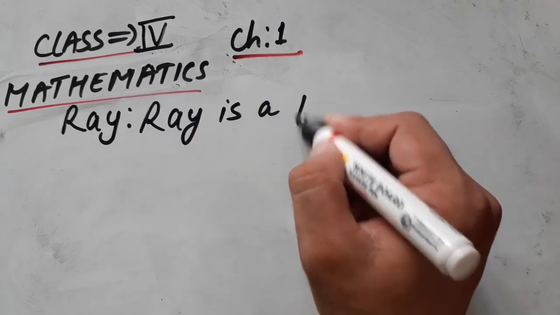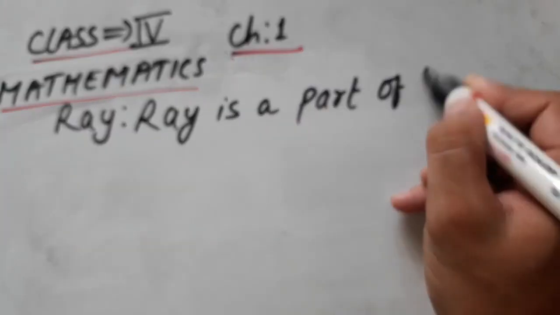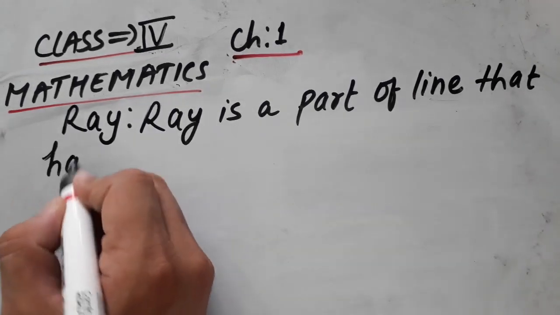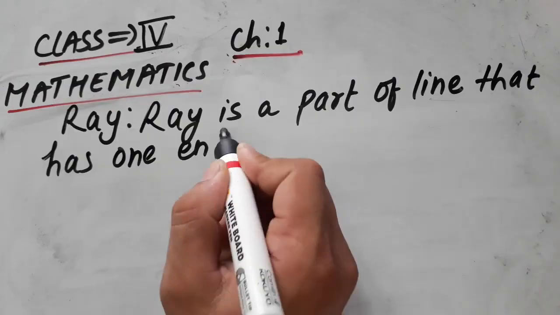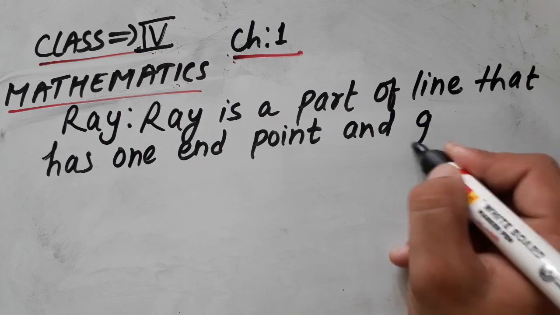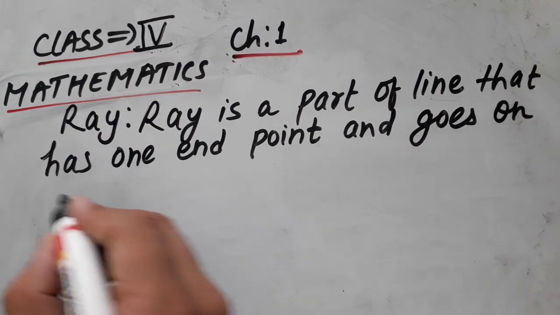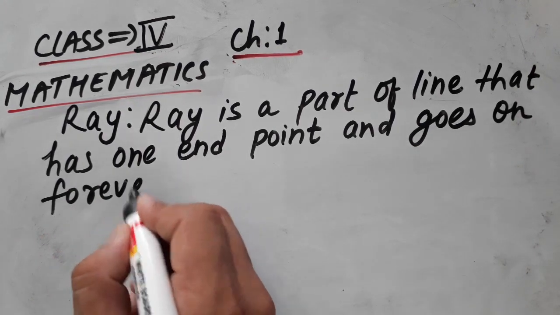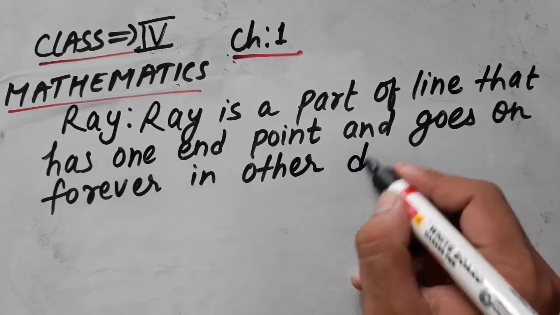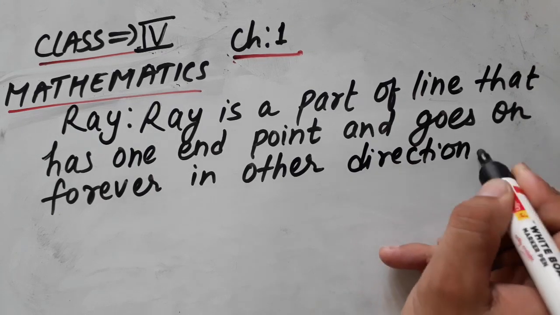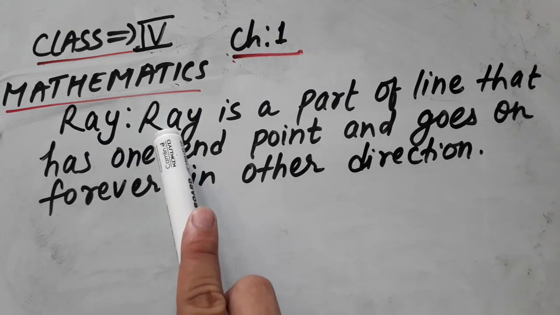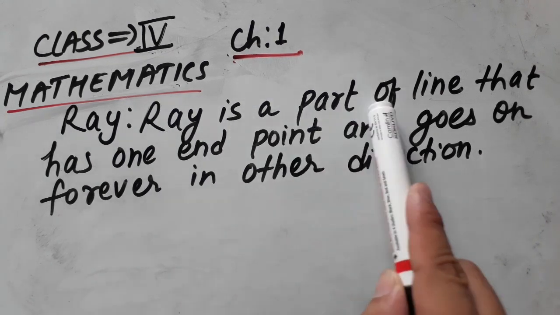Ray is a part of line that has one end point and goes on forever in other direction. So students, look once again. Ray is a part of line.